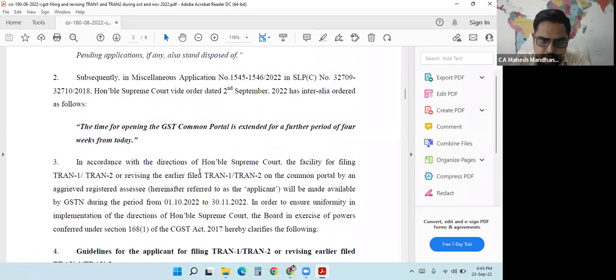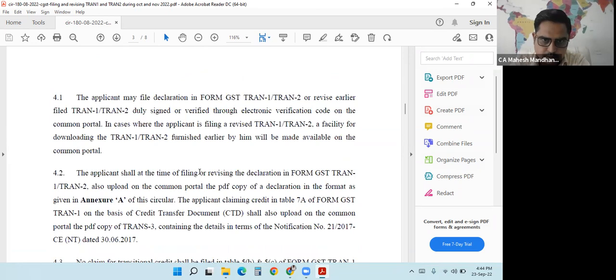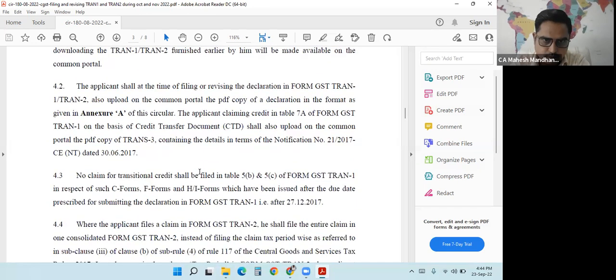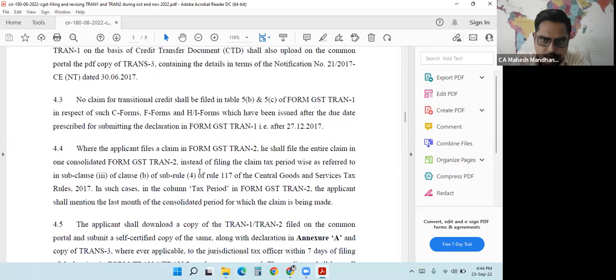Second one, it is also mentioned that as far as Tran 2 is concerned, originally in 2017, when this facility was there for the first time, Tran 2 needed to be filed on a monthly basis. But now they have given the facility that you can file the Tran 2 on a consolidated basis. You need not file it on a monthly basis.